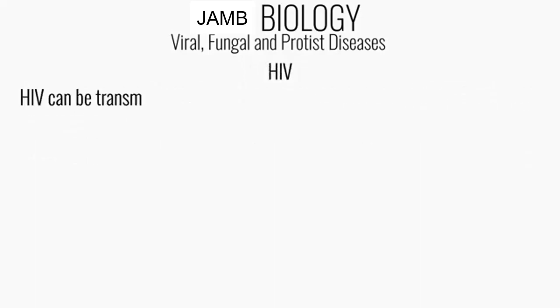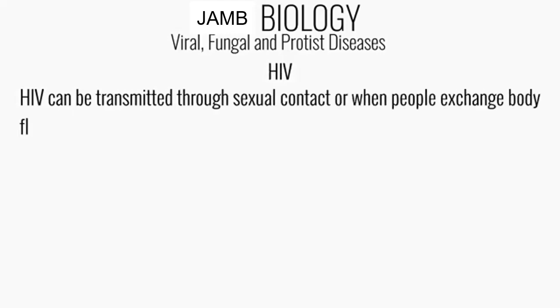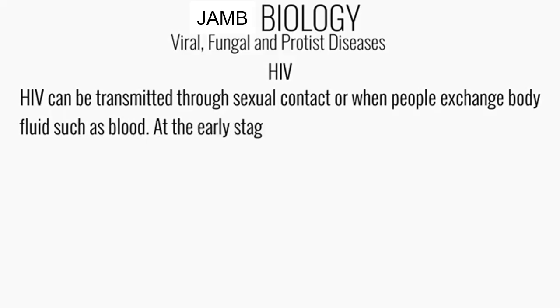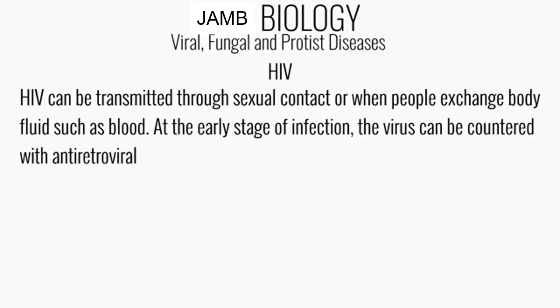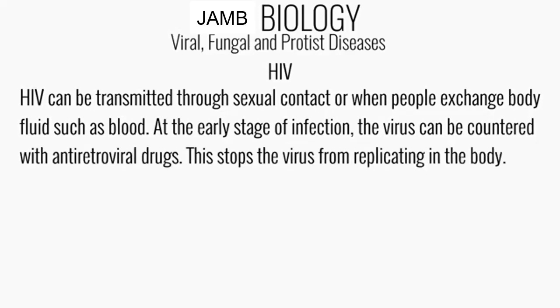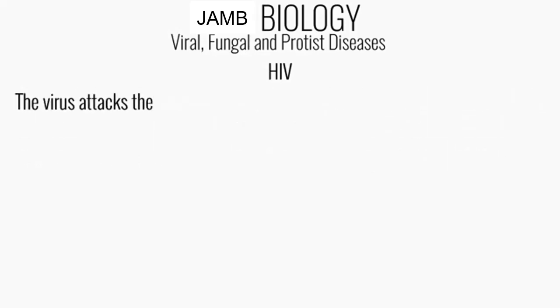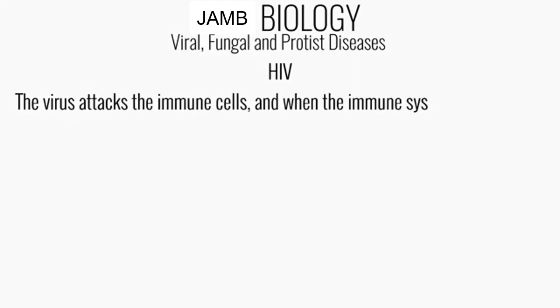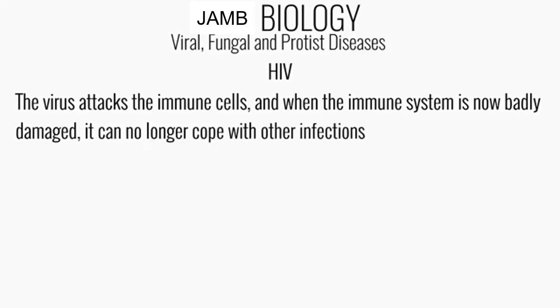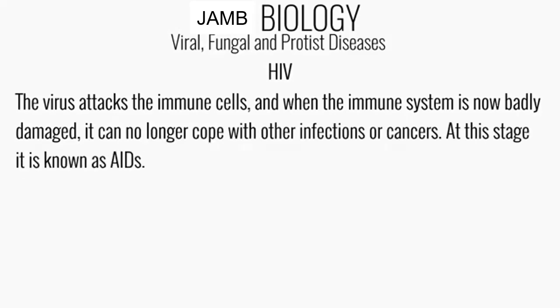HIV can be transmitted through sexual contact or when people exchange body fluid such as blood. At the early stage of infection, the virus can be countered with antiretroviral drugs. This stops the virus from replicating in the body. The virus attacks the immune cells, and when the immune system is badly damaged, it can no longer cope with other infections or cancer. At this stage, it is known as AIDS.